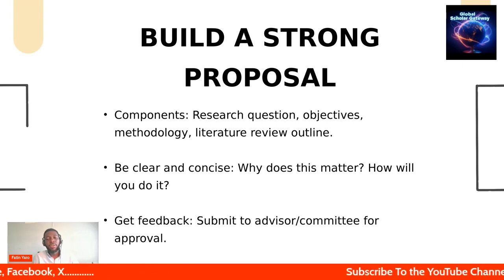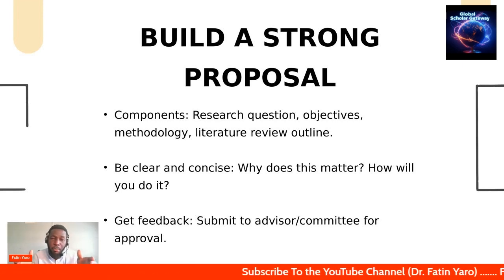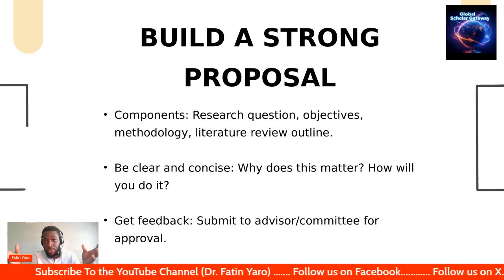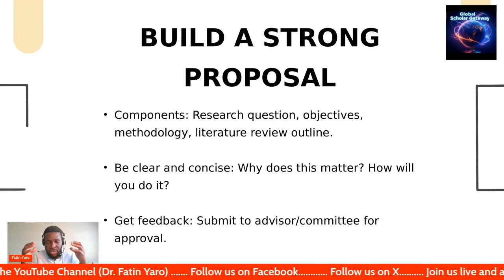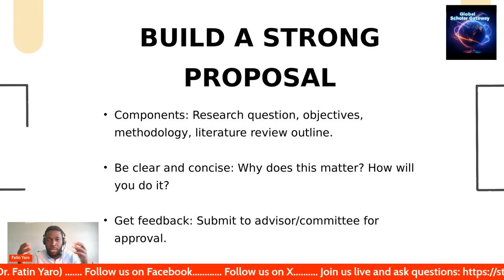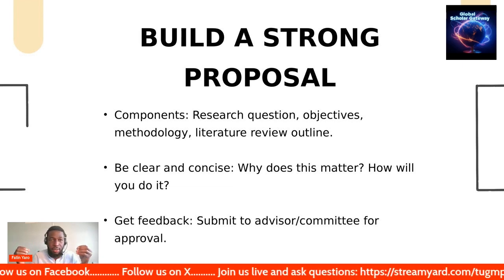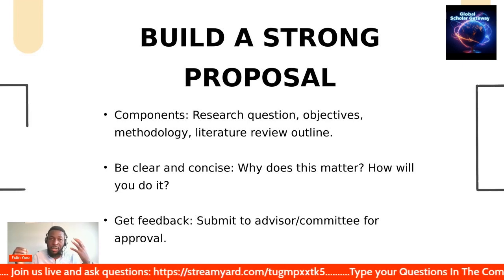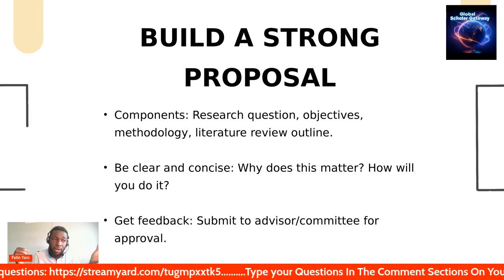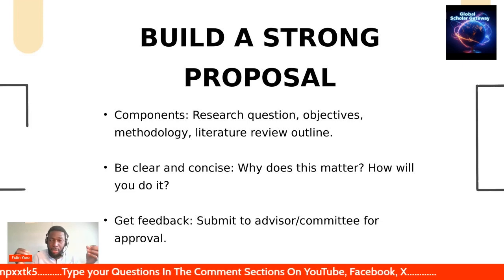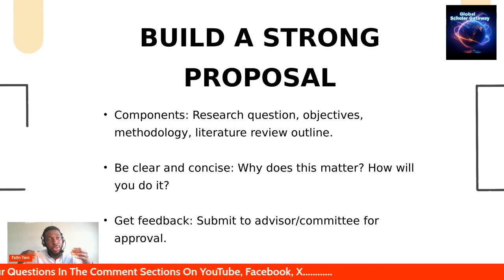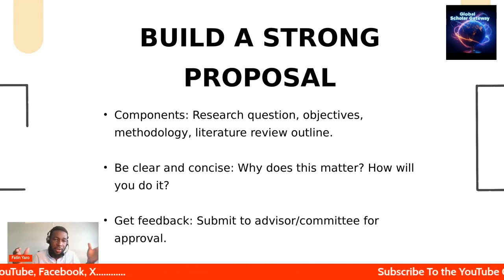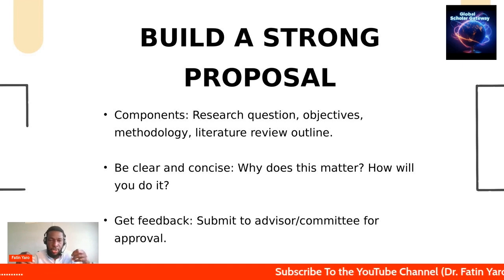You also need to be clear and concise. Why does your research matter? How will you conduct it? And you will know that by reading through the literature on the topic. That's why it's very important to identify a topic that you would be investigating. That way, you can start reading articles, and then through your readings, you will identify what other authors, what other scholars are saying about the topic that is missing, so that you can also choose to investigate the gap that others are mentioning in their research.